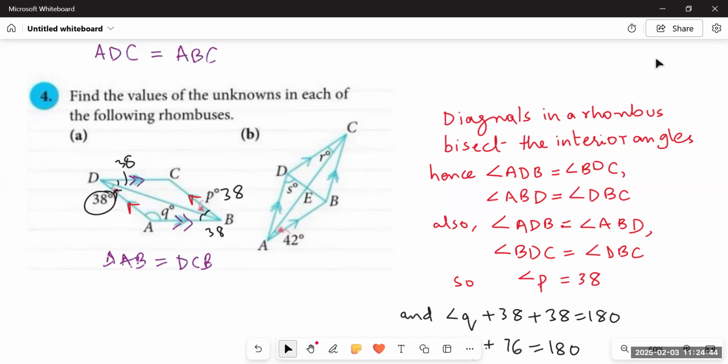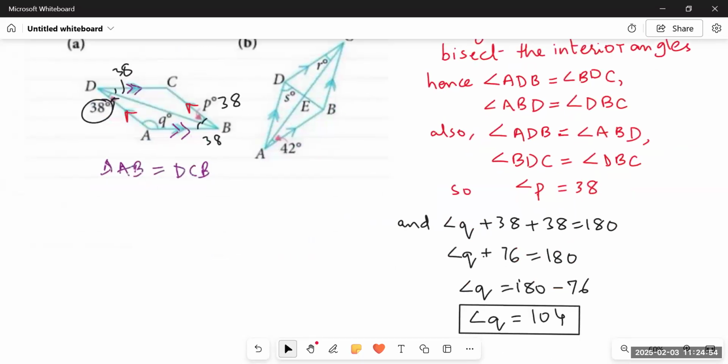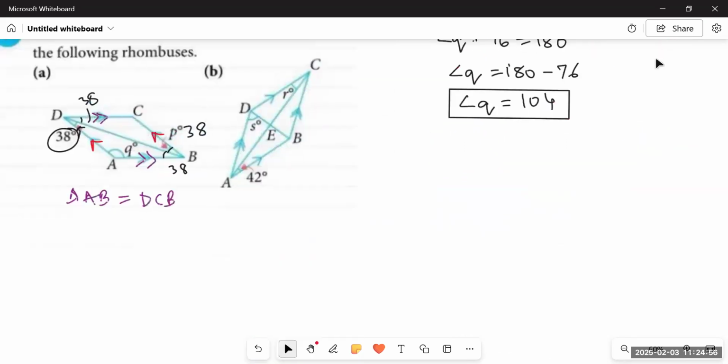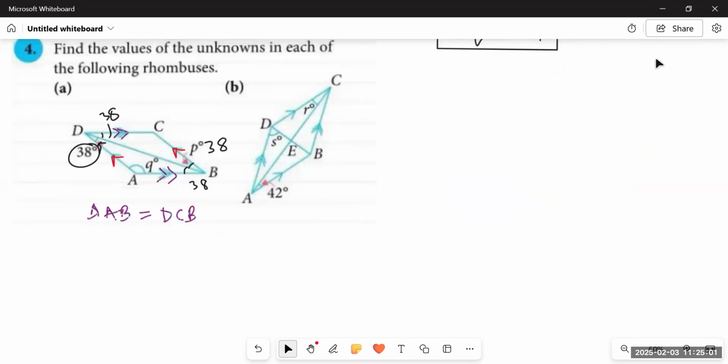We will get 76, and then we will subtract it from 180. Using the angle sum property of triangles, we will find angle Q as 104 degrees, right? Now let's talk about the second rhombus. In the second rhombus, you can see that two diagonal lines are bisecting each other.